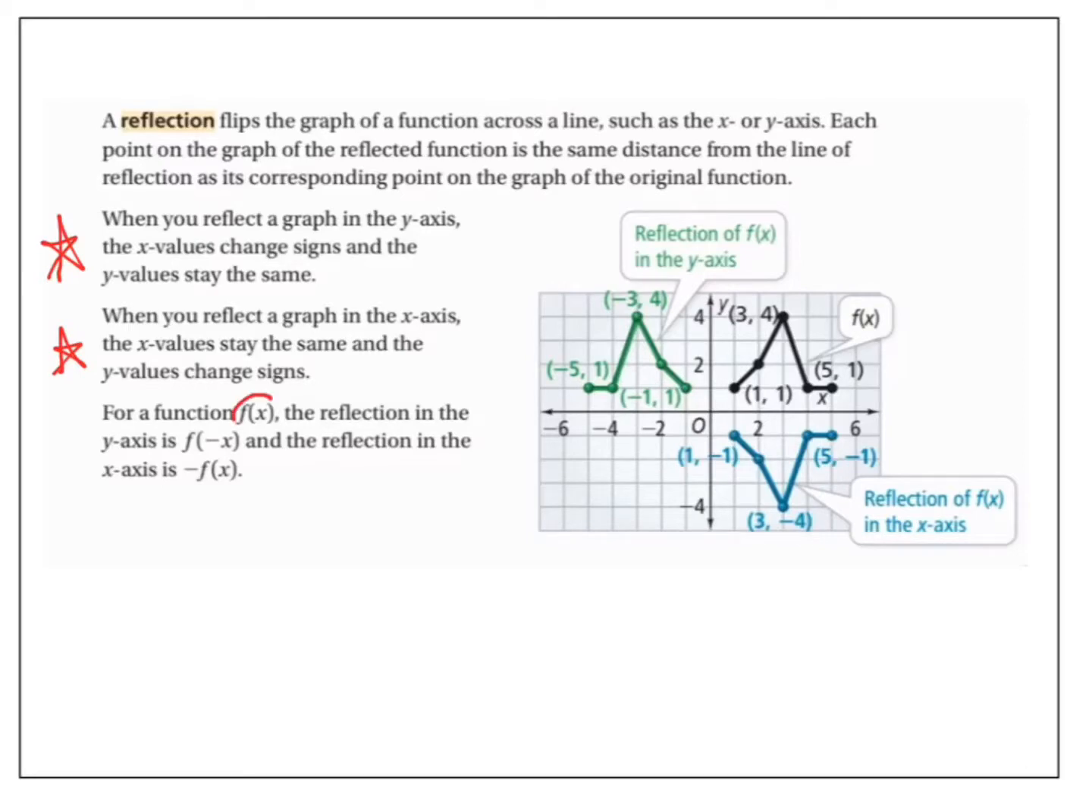So when you have a function such as f of x, the reflection in the y-axis can be denoted by f of negative x, meaning that your x values change. And then a reflection in the x-axis would be negative f of x because the x stays the same, but the output, in this case f of x, changes.